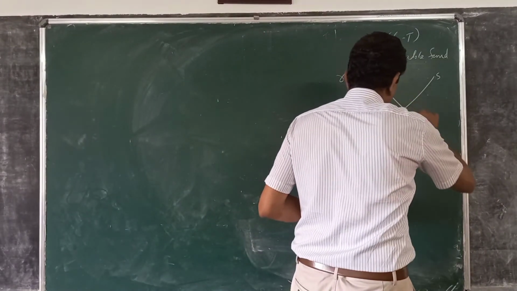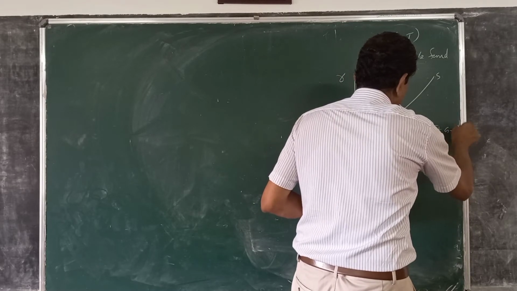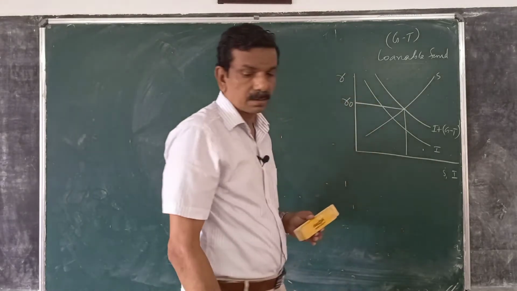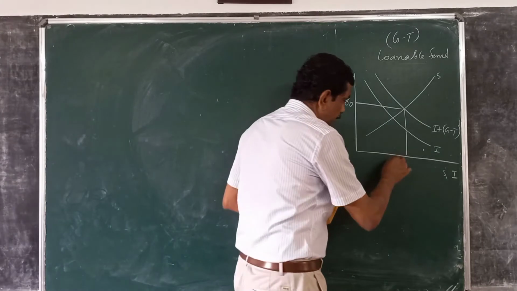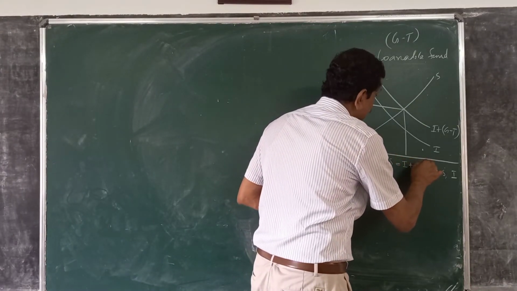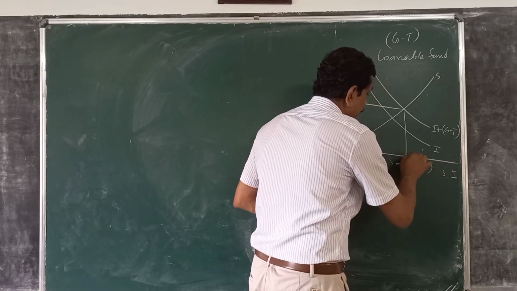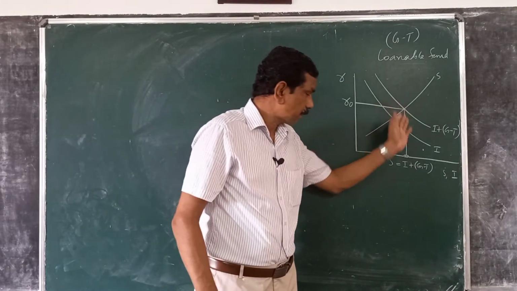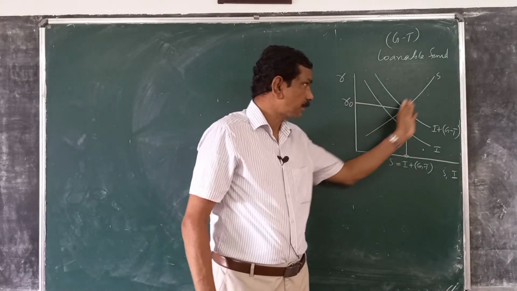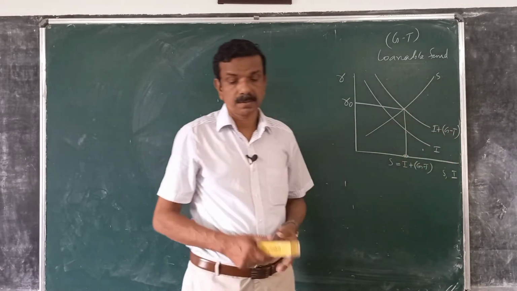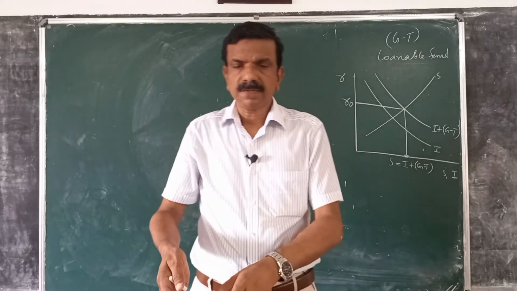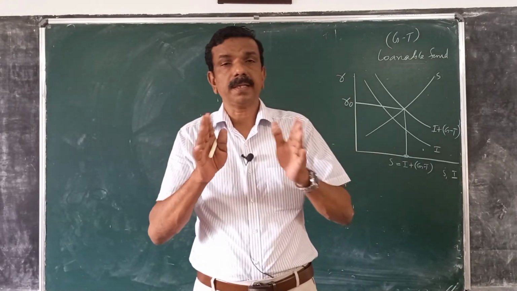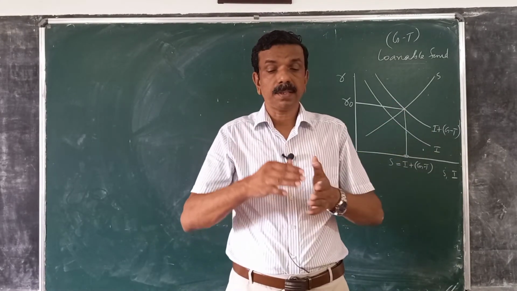So I plus G minus T, and this is the equilibrium rate of interest R0, and this is the point where S is equal to I plus G minus T. So equilibrium is determined by equality between supply of loanable funds and demand for loanable funds. And the rate of interest in the classical system is assumed to adjust to ensure that supply is always equal to demand.